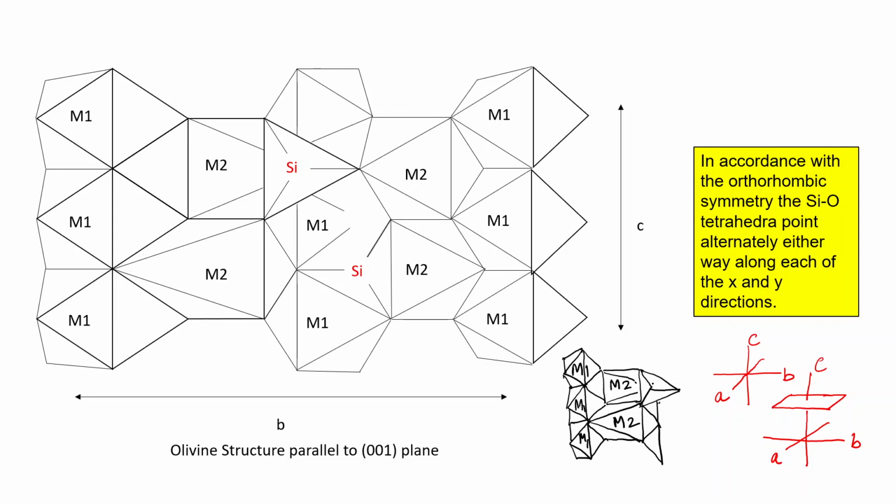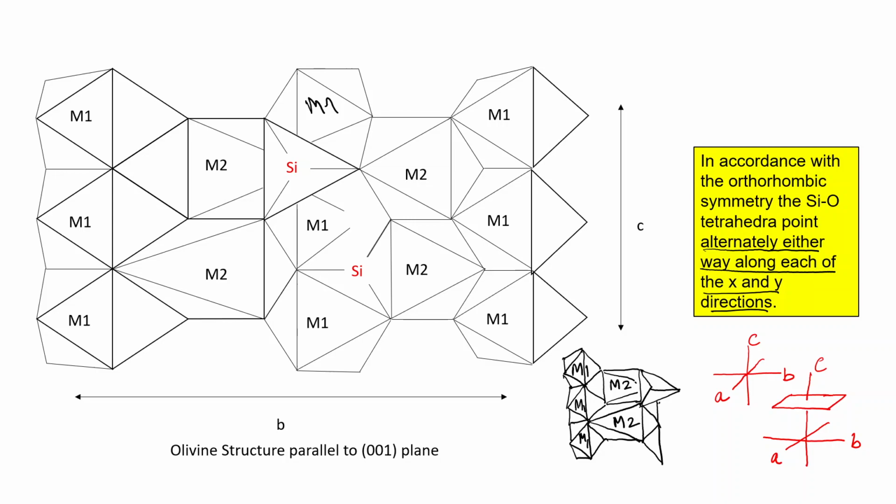and this way. Even if you stop over here, I am telling you that you will get full marks for this diagram. So here, this is M1 again. In accordance with the orthorhombic symmetry of the silicon oxygen tetrahedra, they point alternately either way along each of the x-axis and y-axis, x and y directions. So one tetrahedra will be facing upright, the second tetrahedra will be facing down. This is how this structure looks like.